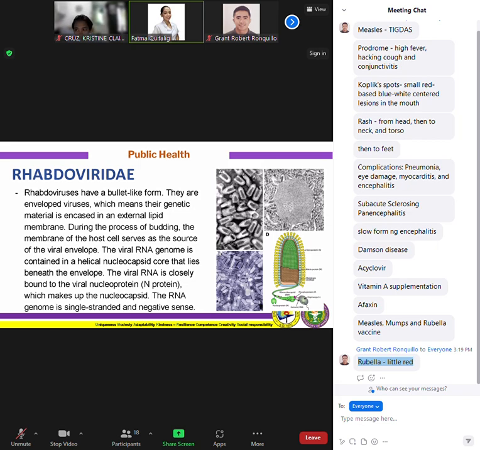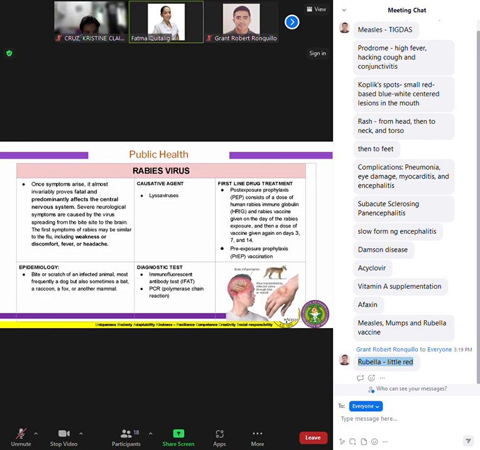Next po is Rhabdoviridae. So, Rhabdoviridae have a bullet-like form. They are enveloped viruses, which means their genetic material is encased in an external lipid membrane. So during the process of budding, the membrane of the host cell serves as the source of the viral envelope. So the viral RNA genome is contained in a helical nucleocapsid core that lies beneath the envelope. So the viral RNA is closely bound to viral nucleoprotein or N-protein, which makes up the nucleocapsid. The RNA genome is single-stranded and negative sense.